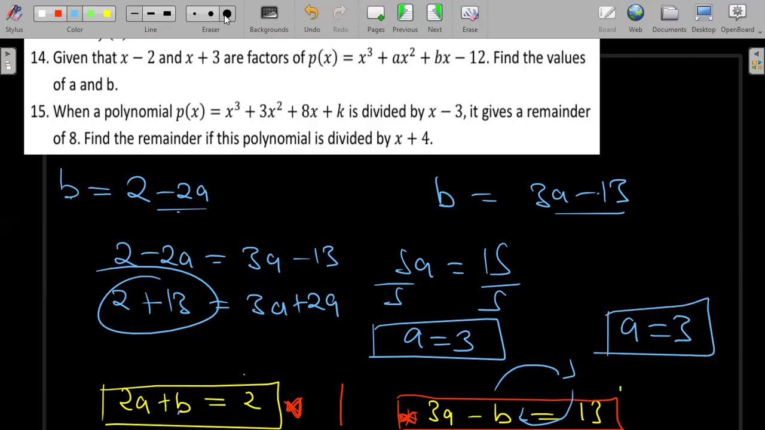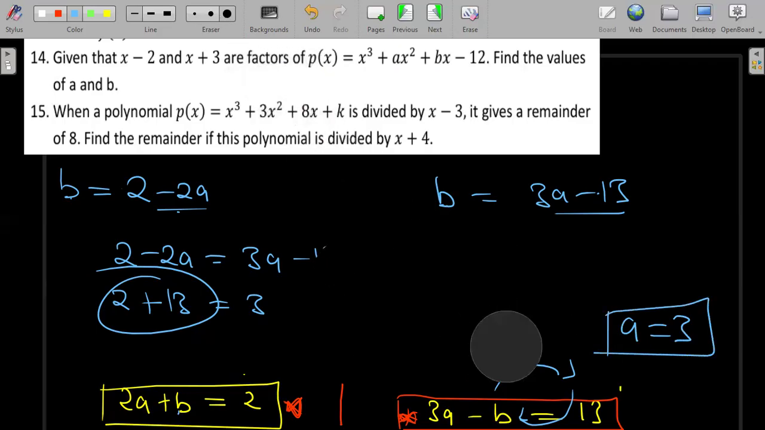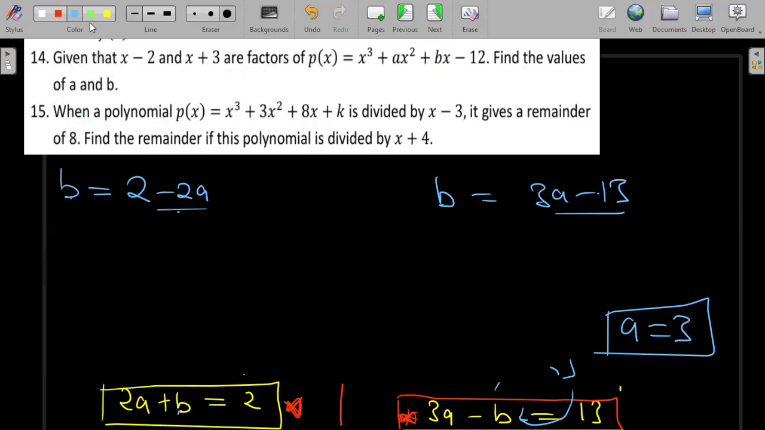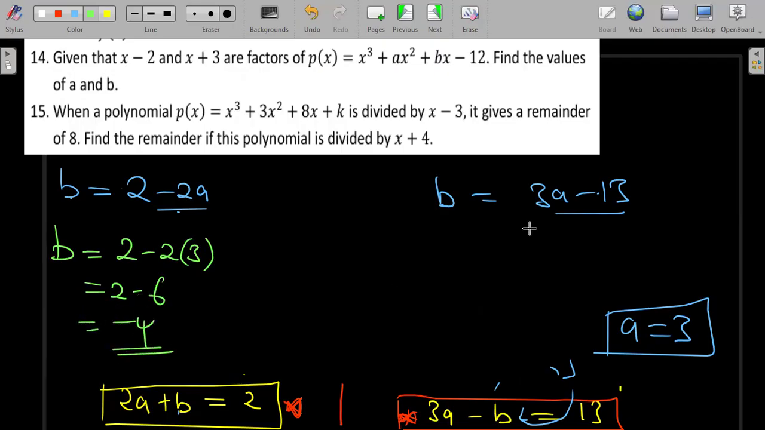What about b? Okay, so b, we can use any of those two equations there. So we can say b is equals to 2 minus 2 times 3. So this will be 2 minus 6, so this will be minus 4. What if I use this one, b is equals to 3 times 3 minus 13? So this will be 9 minus 13, which is also minus 4.